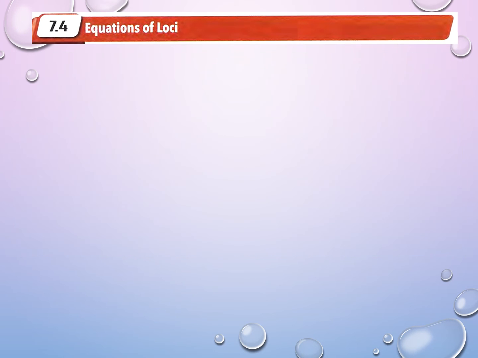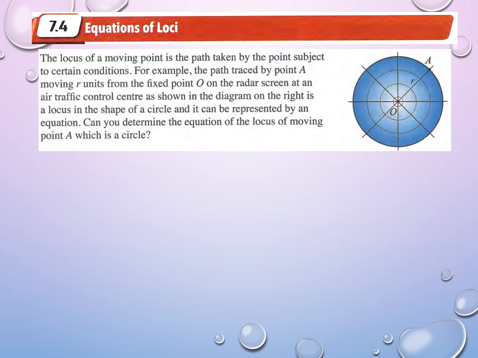In here we will see two types of locus. This example is taken from the textbook. You see this statement: the locus is a moving point. For example, if I have a point A moving R units from the O. You see, this is the O, R units, and A is moving. So A must move such that the distance between A and O is always the same, R.